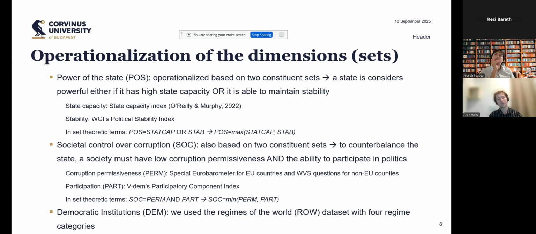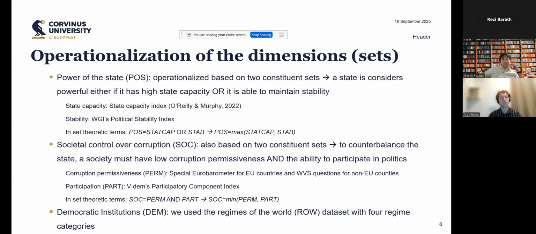We use this approach basically to enable that both, say, Nazi Germany and Norway could be considered a strong state, because in Nazi Germany you probably wouldn't get a high score on state capacity because they didn't implement policies in all policy areas, but they were very, very stable. So we use this set theoretic notion, and basically power of the state is state capacity or stability. So either of the two is sufficient for a country to have big power. For state capacity we use the state capacity index by O'Reilly and Murphy, and for stability we use the political stability index of the World Governance Indicators.